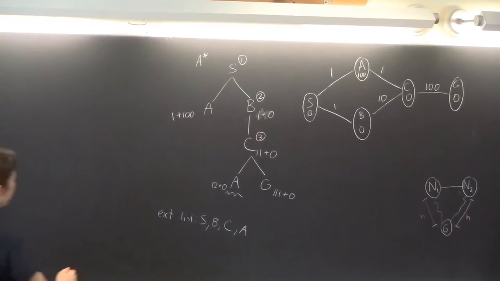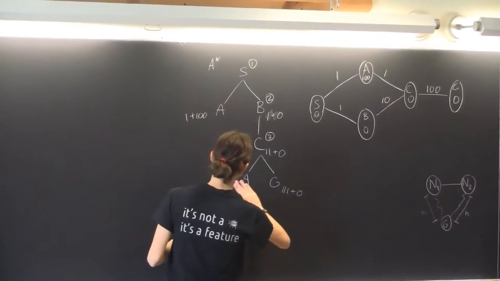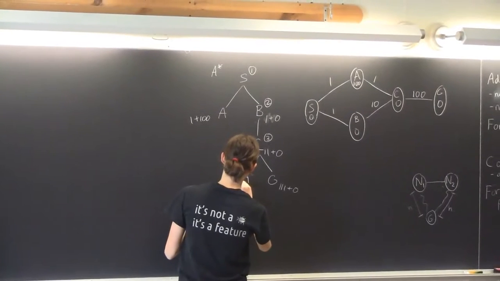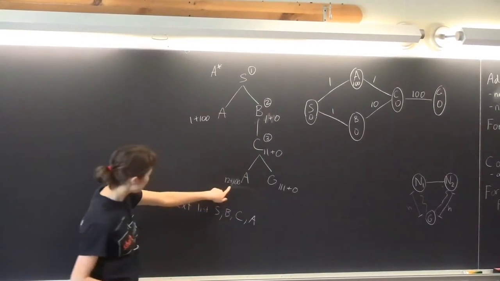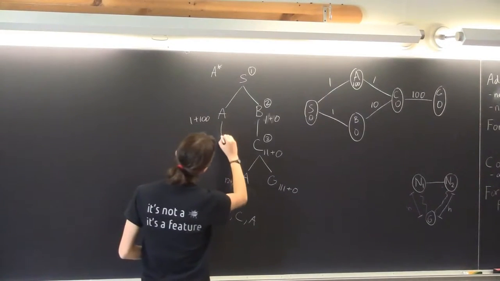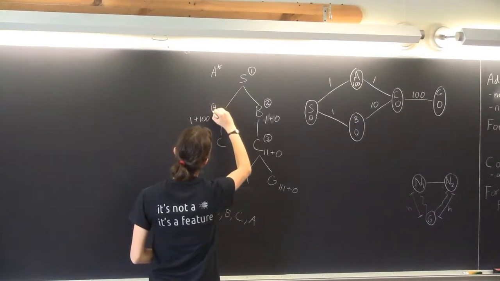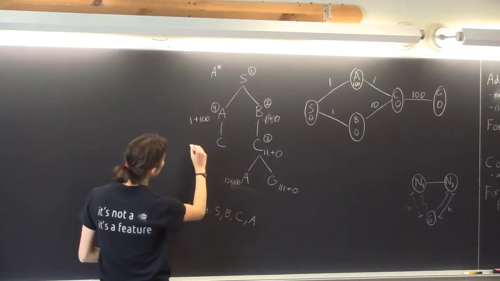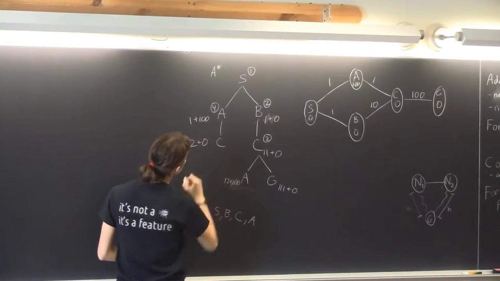Oh, that's what's wrong. Okay. I thought this seemed unfamiliar. That's supposed to be a good call. Okay, so that one's actually bigger, so we're extending this A. So it looks like this A goes to C, and that's the fourth node we're extending. And then at C, we have 2 plus 0.